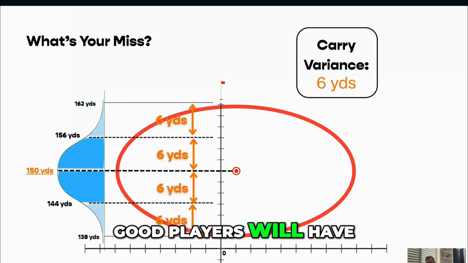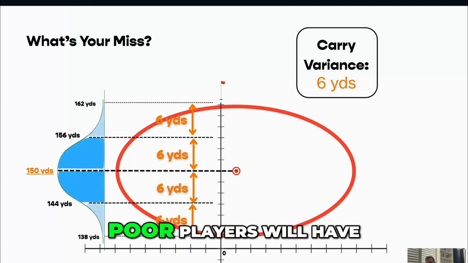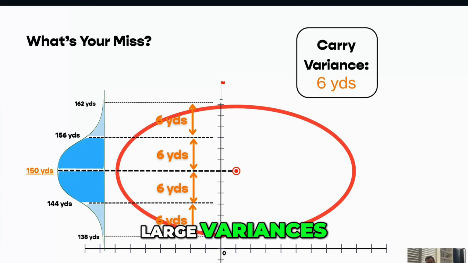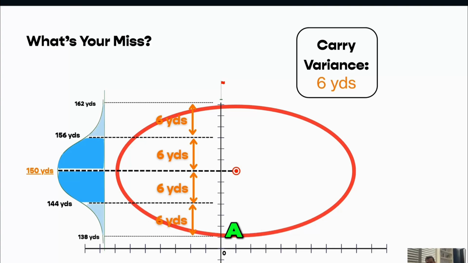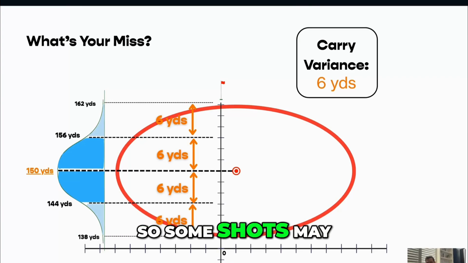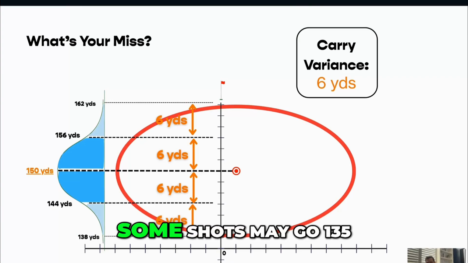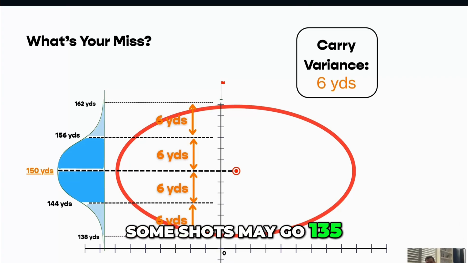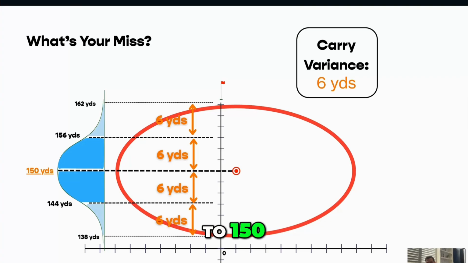Now, good players will have smaller variances. Poor players will have large variances. So you may have a good player that averages 150, but their variance is only 5 or 6 yards. So a good shot goes 156, a bad shot goes 144. A high handicap golfer may have a much larger miss. So some shots may go 165, some shots may go 135, but on average it still comes out to 150.